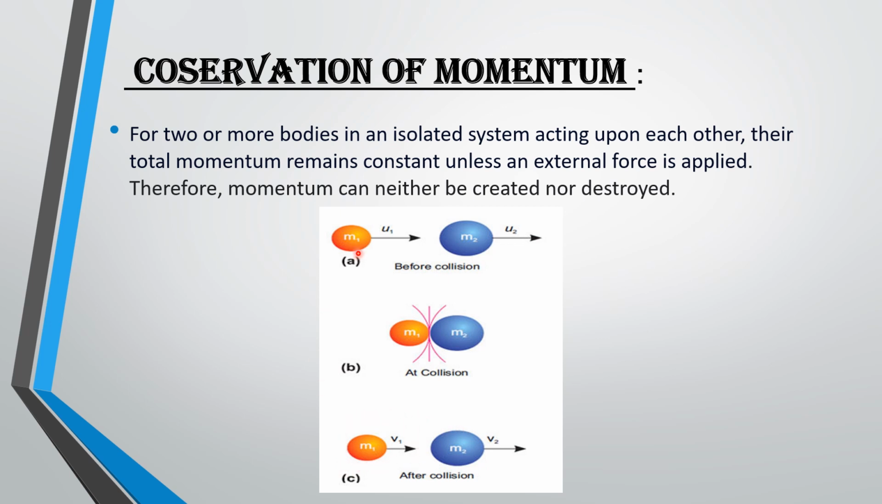So the momentum present before the collision remains constant after the collision; there is no loss of momentum. After the separation of these two bodies, the momentum is present again. So that is the conservation of momentum. The law of conservation of momentum says that momentum can neither be created nor destroyed. This is the principle of the law of conservation of momentum.